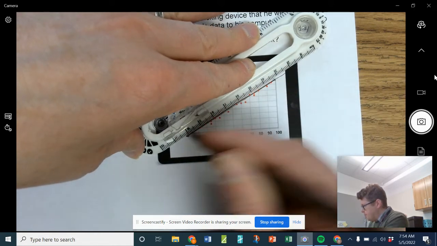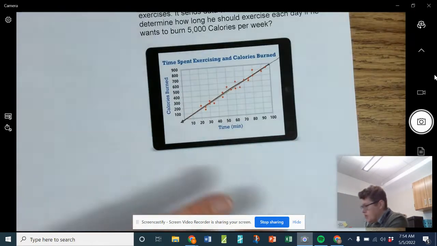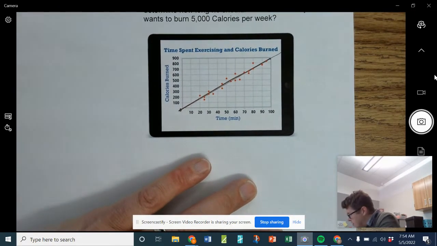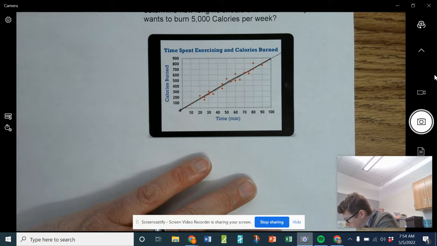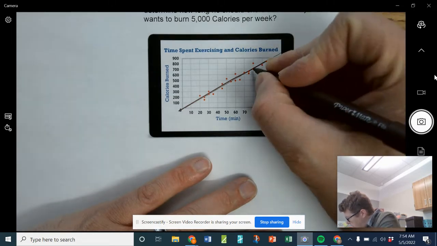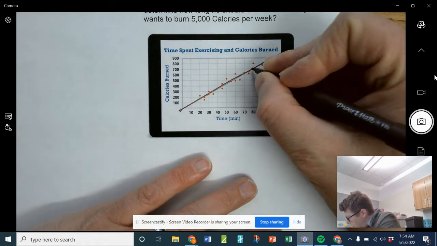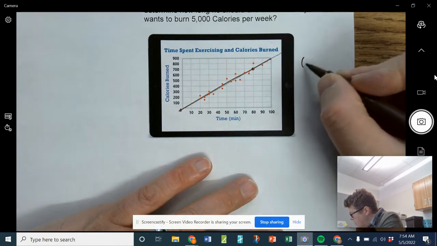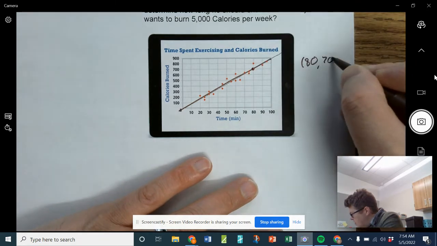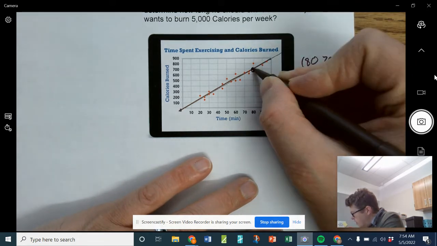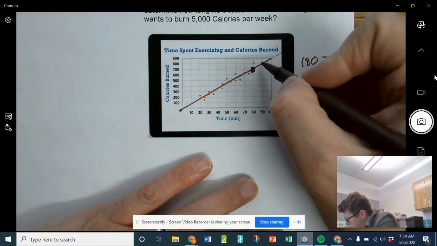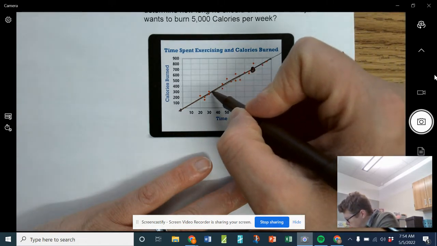Okay. And now we're going to try to generate an equation off of this line. So what we want to do is find 2 points that are on the line, or find where it's going to go. So let's see, I've got this point here, which is pretty good. We've got 80 and 700 right there. And then let's see if we can get anything else on here.